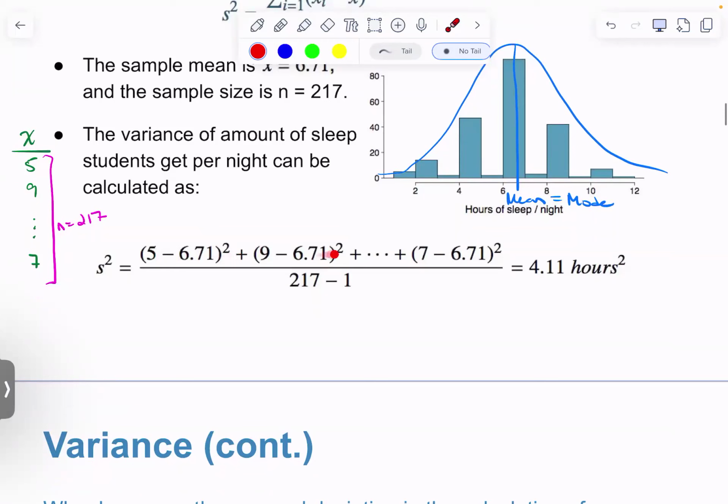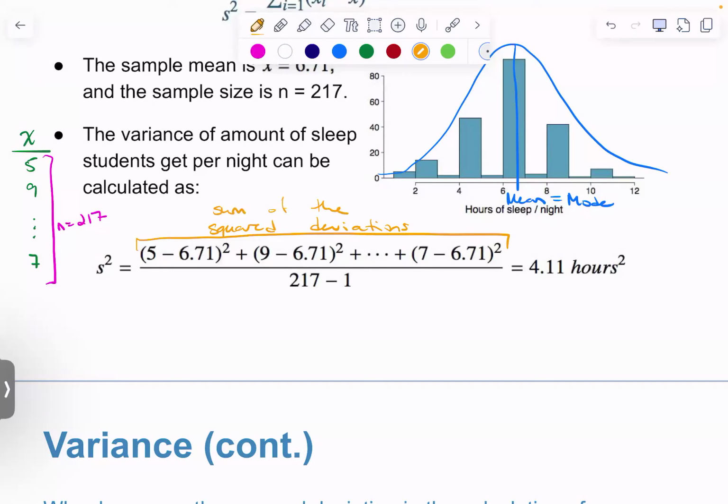Once you've found all these squared deviations, or I should say the sum of the squared deviations, then we divide by n minus 1. We're told that the answer ends up being 4.11 hours squared.